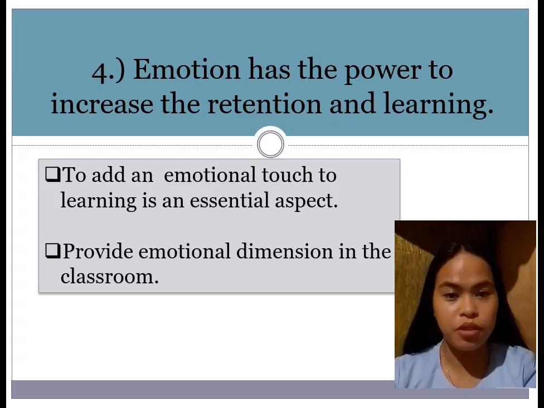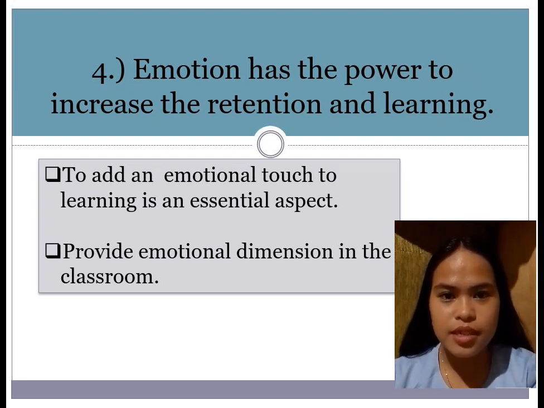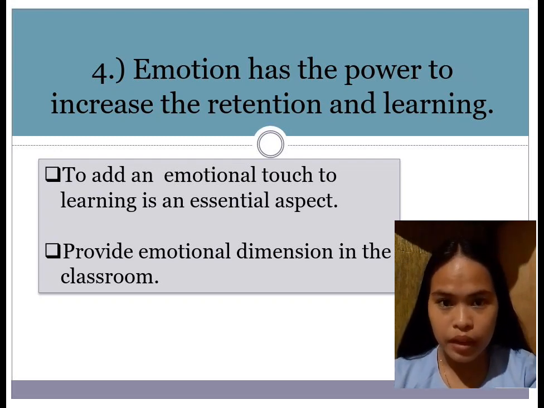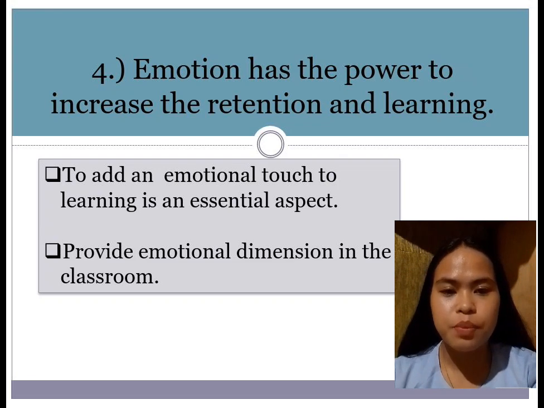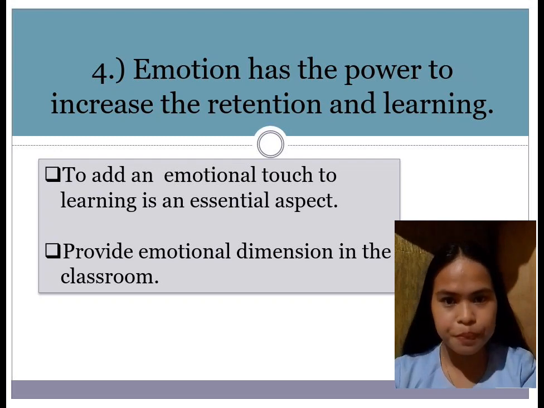Here in the fourth principle, it highlights that emotion has the power to increase retention and learning. To add an emotional touch to learning is an essential aspect because we tend to remember and learn more those that strike our hearts. In fact, the more emotionally involved our students become in our lesson, the greater the impact. So the more intense the arousal, the stronger the imprint. So providing an emotional dimension in the classroom is far more effective.